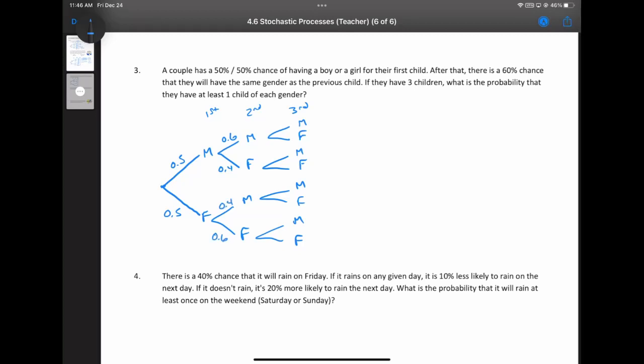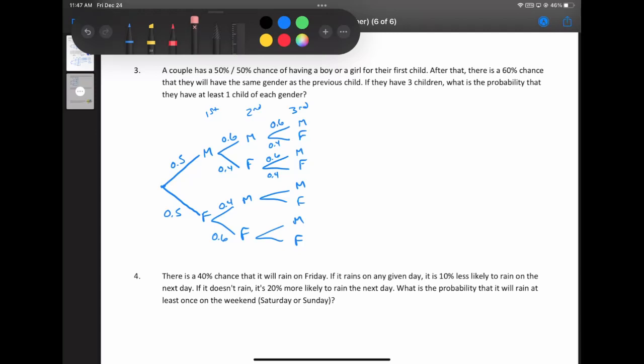And then again, follow that pattern through. If it's the same, it's 60. If it's different, it's 40. Now that one, I realize it looks like I did 60-40 again. And that's just because female was 40. Oh, sorry. No, I did mess that one up.